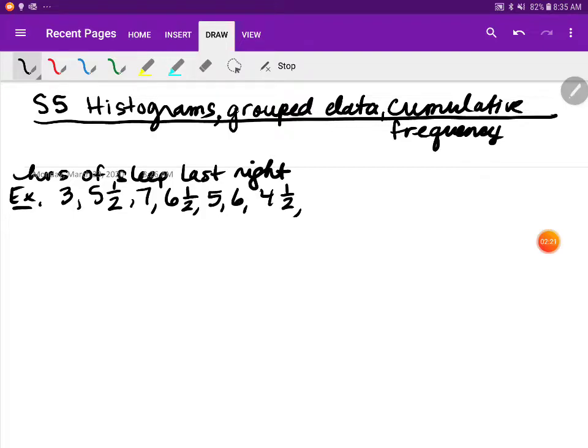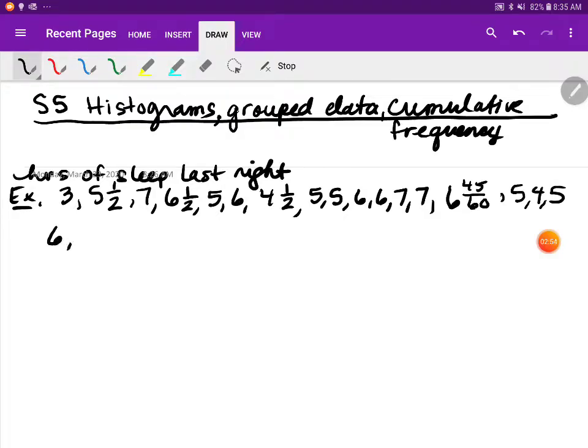I use this data all throughout those notes. Okay, 5, 5, 6, 6, 7, 7. And then someone got creative. They said, I got 6 hours and 45 minutes last night. So how would we write that? We put that as a fraction, 45 over 60. Then 5, 4, 5, 6. Another creative person said 5 hours, 52 minutes, so 52 out of 60. Okay. 7, 5, 8, 5, 7, 6, 5, and 32 minutes over 60.